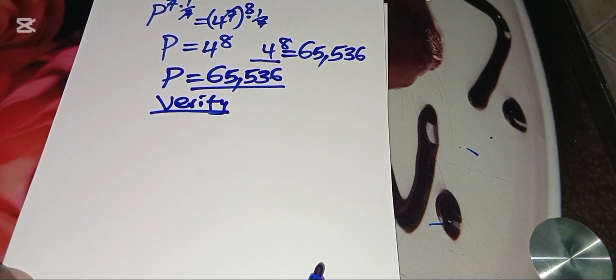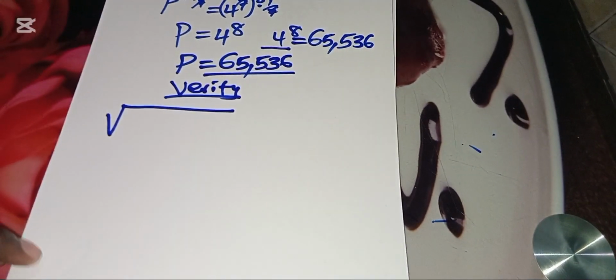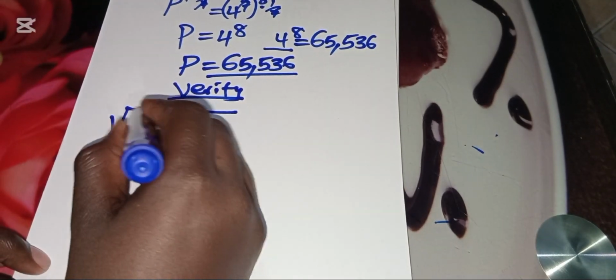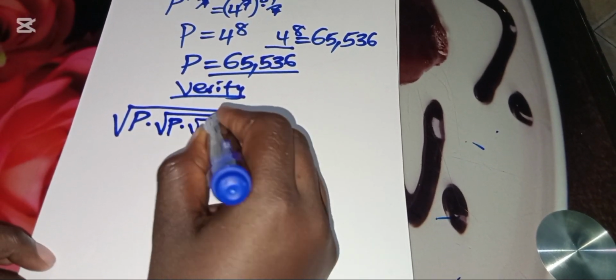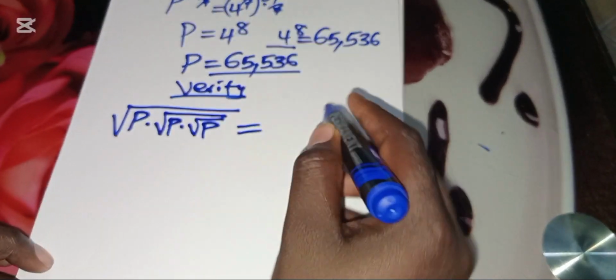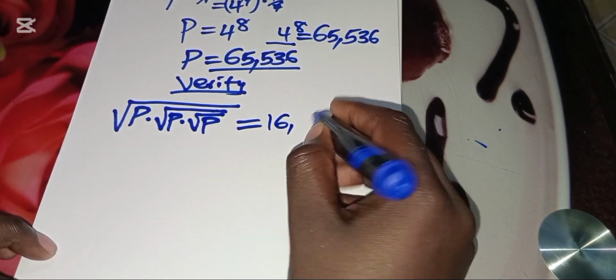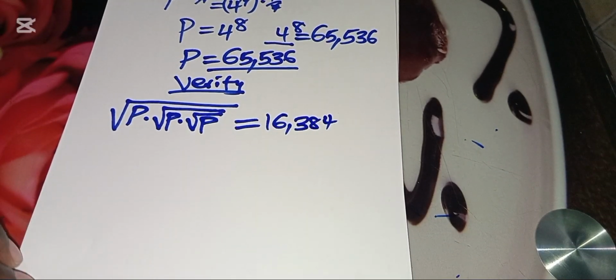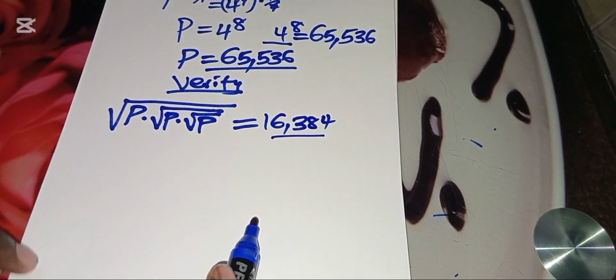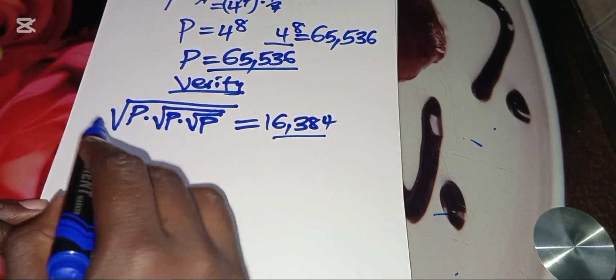Now, as you can recall, our problem was the square root of p multiplying by square root of p multiplying by square root of p. This is supposed to give us 16,384. Okay, so let's verify if this is true. Remember, this is p.